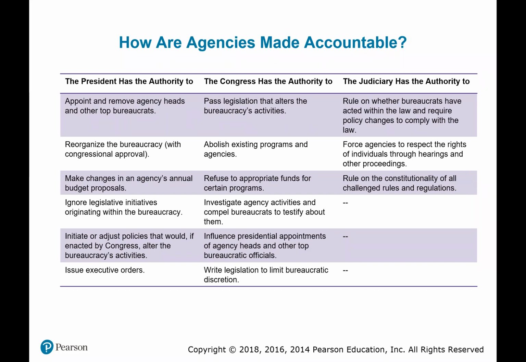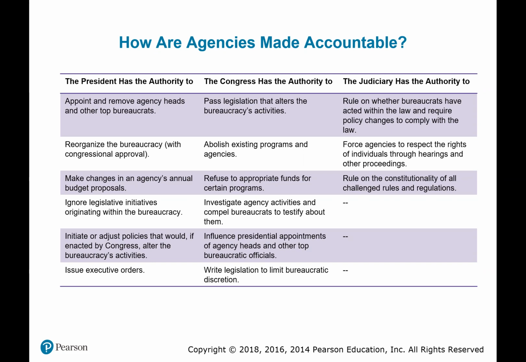And they investigate agency activities and compel bureaucrats to testify about them. They have to show up to these hearings. A lot of this is done through the Government Accountability Office. And of course, we have the Congressional Budget Office, which acts in a similar way as the Office of Management and Budget to look and forecast, do their own analyses. Congress, of course, can influence presidential appointments because they have to approve them. And they can write legislation to limit bureaucratic discretion, as we talked about in the text.